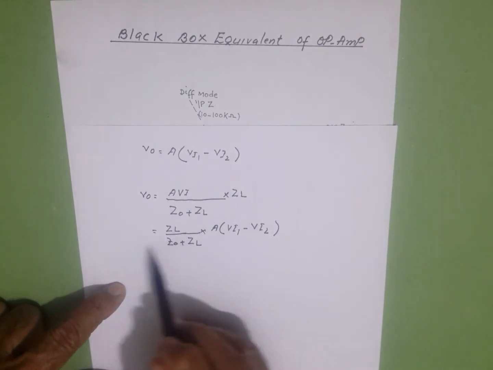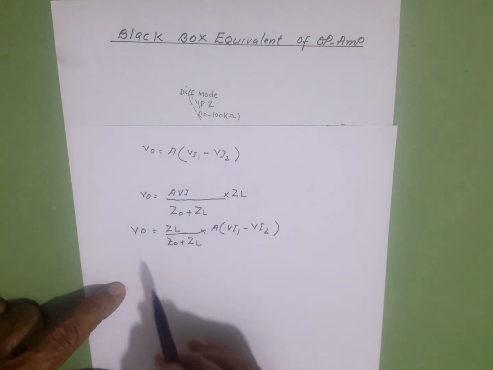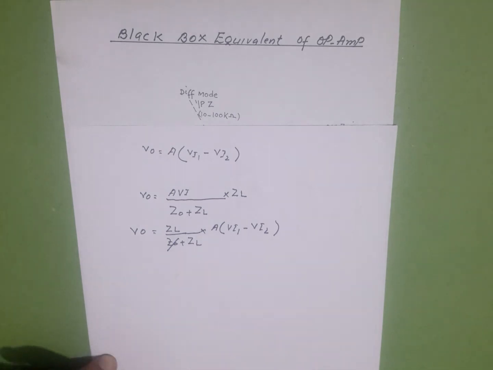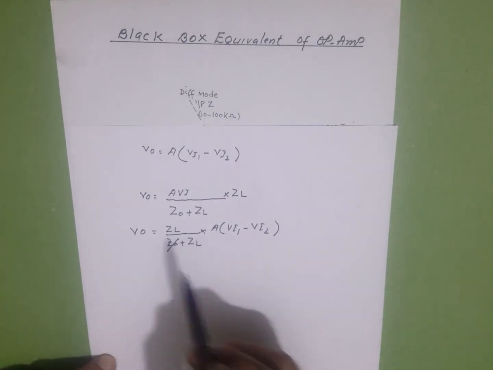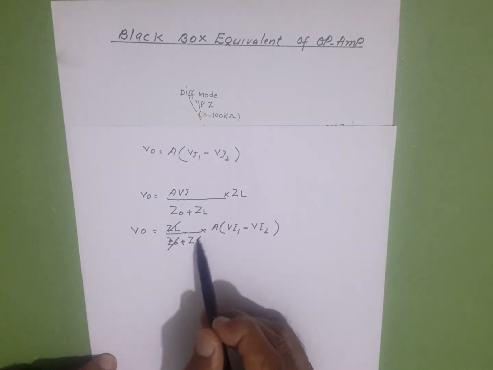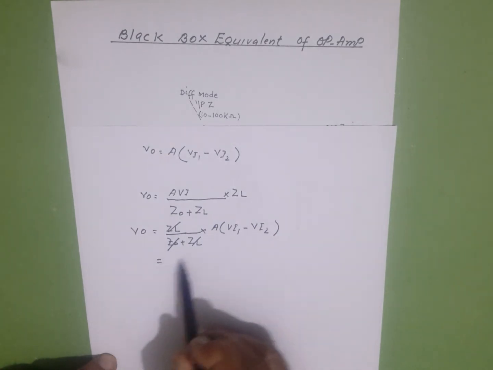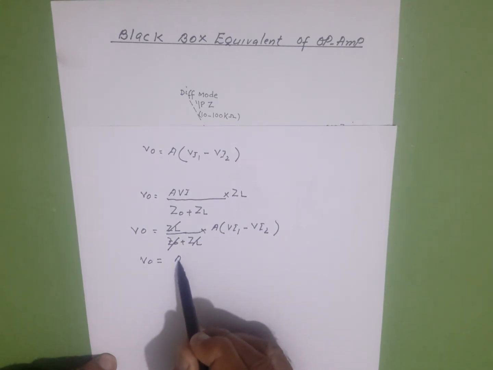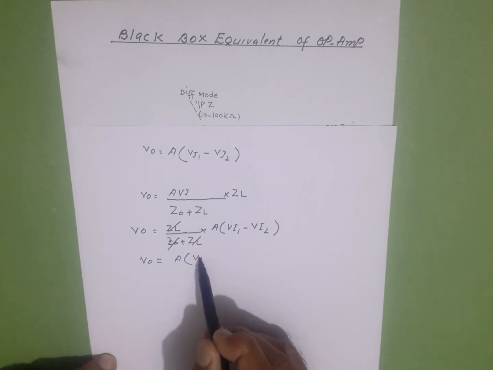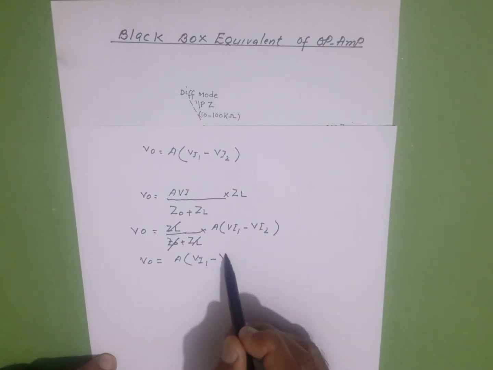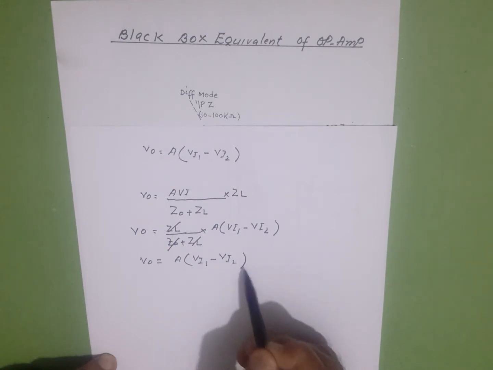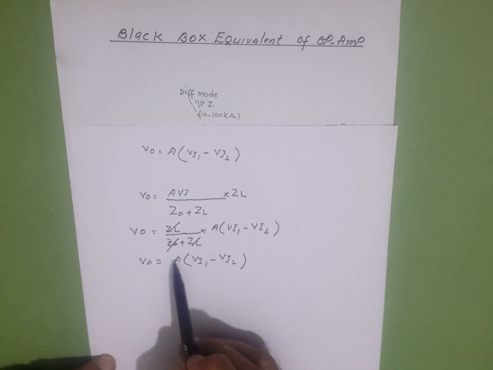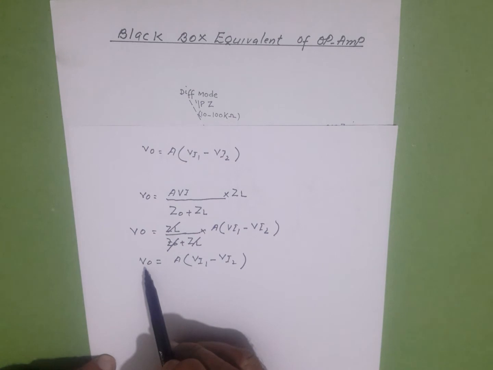The same formula is rearranged. ZO, being small, can be neglected because it is in ohms. ZL cancels with this ZL, and finally we have V out equal to A into V input 1 minus V input 2. What does this mean? It means the difference of the two input voltages is amplified A times and we get it in the output.